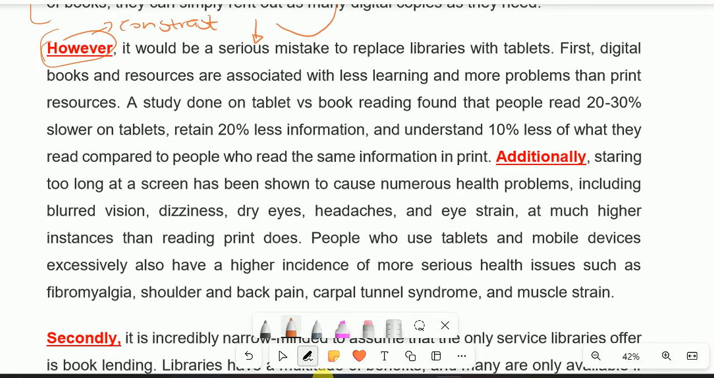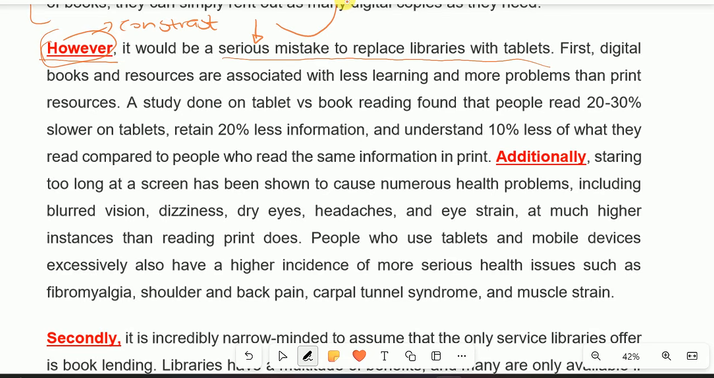Right. Now let us see where the contrast is. "However, it will be a serious mistake to replace libraries with tablets," which is a contrast of what was said in the first paragraph. Remember the first paragraph says libraries can be difficult to maintain. But then it says that it will be a serious mistake to replace libraries with what? With tablets, which is a contrast of what was echoed in the first paragraph. Hence the use of the logical connector, however, to show what? Contrast.